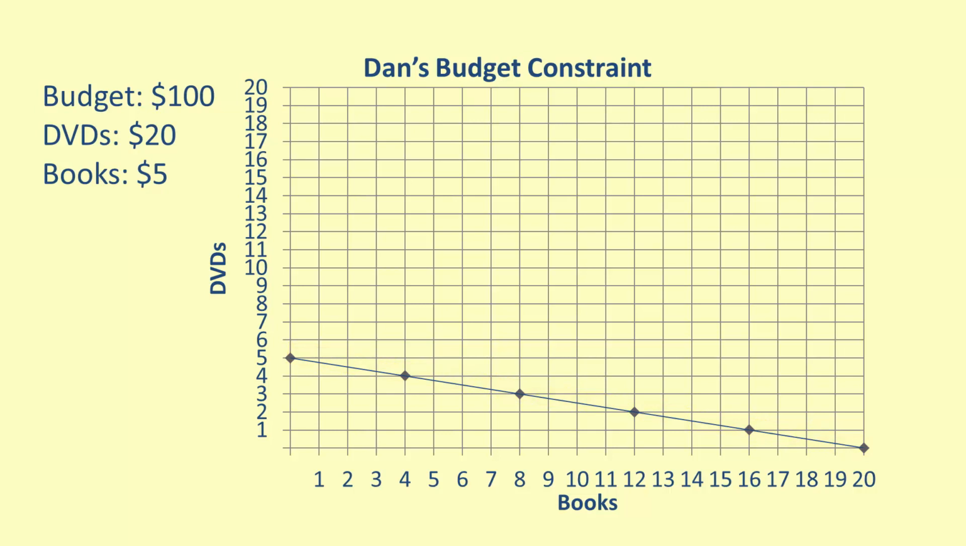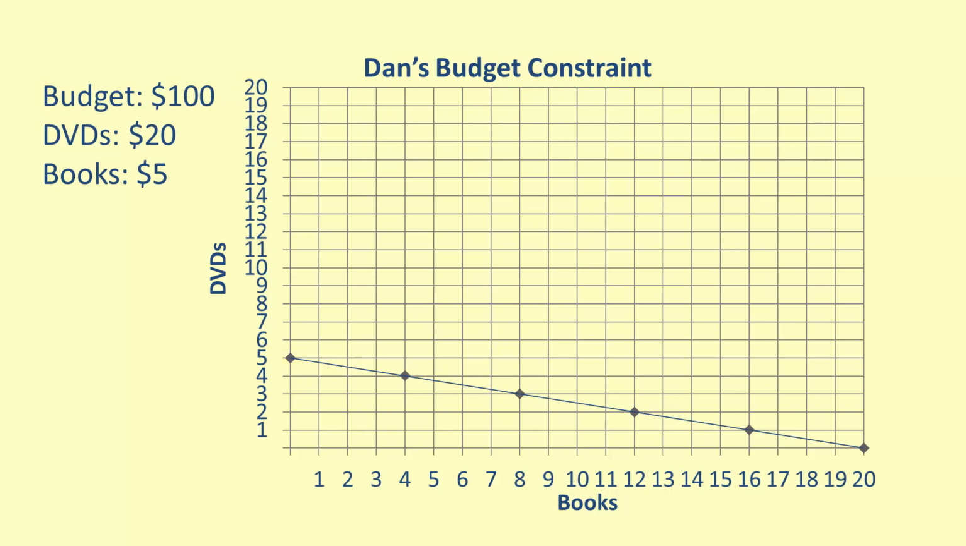For example, if Dan spends his entire budget on DVDs and buys no books, he can afford 5 DVDs. This is because his budget, $100, divided by the price of a DVD, $20, is 5. As a result, Dan's budget constraint has a point on the DVD's axis at 5.